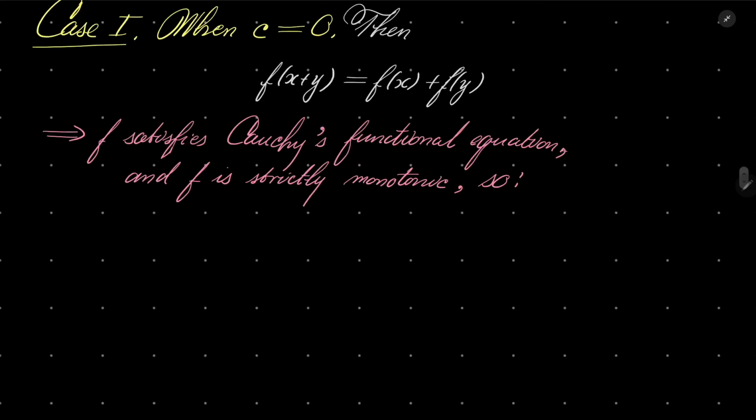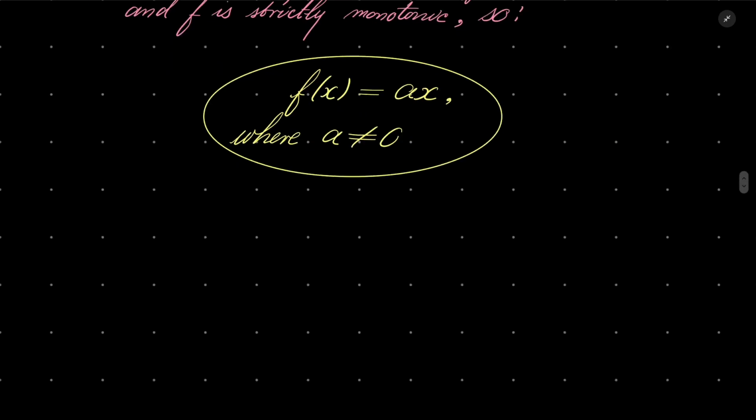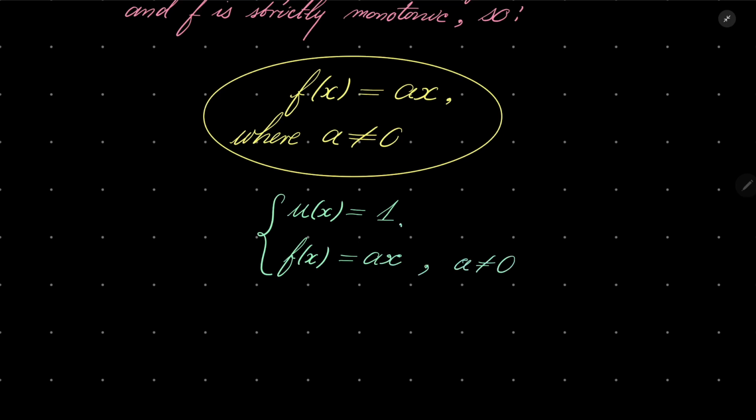So in this case, f of x must be equal to a times x, where a is some constant, and moreover, since it's strictly monotonic, it is not 0. Alright, so if c equals 0, maybe let's write it in full. In this case, u of x equals just 1, and f of x is any non-constant linear function. Right, this case was easier.